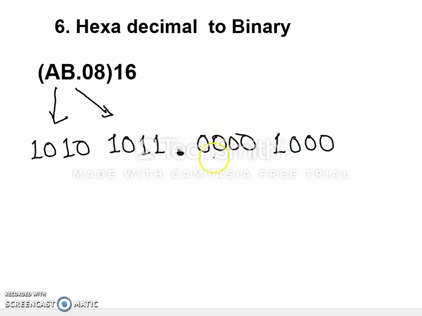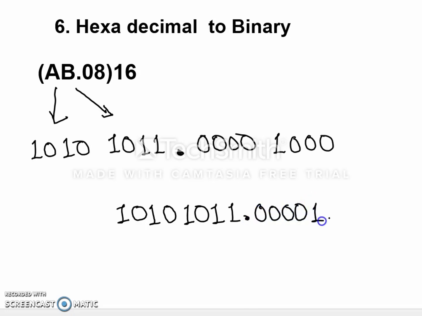So this is the binary equivalent of this hexadecimal number. We need to write it in the proper way. That means 1 0 1 1 1 0 1 0 dot 0 0 0 0 1 0 0 0. That is the binary format. So this is how we can convert hexadecimal into a binary number.